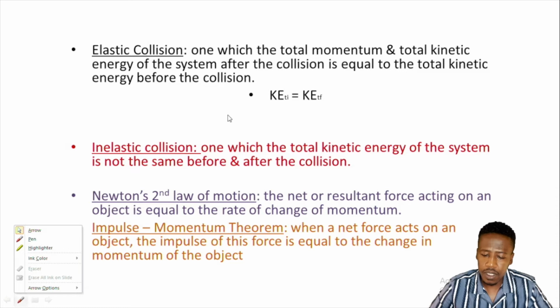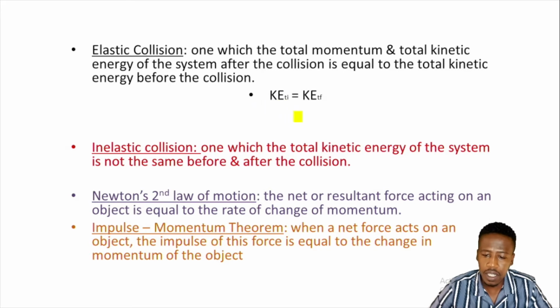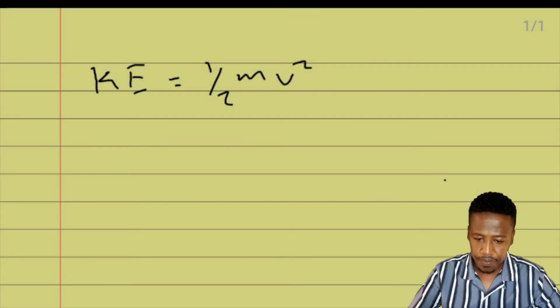Now, it says the total kinetic energy of the system after a collision is equal to the total kinetic energy before the collision. And this is how we define it. And we know kinetic energy as what? As half mass times velocity squared, right?